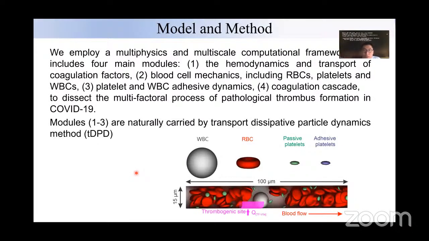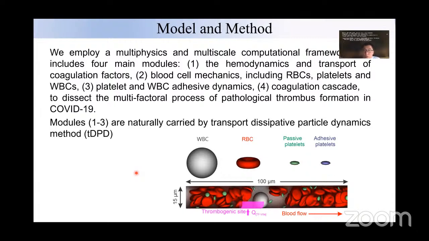So here is our model setup. In our model, we apply a multi-physics and multi-scale computational framework that includes 4 modules. First, it can describe the hemodynamics and transport of coagulation factor. Second, it can simulate the blood cell mechanics, like the stiffness and deformability of the red cell, platelet, and white cell. And also, it can describe the platelet white cell adhesive dynamics and coagulation cascade reaction.